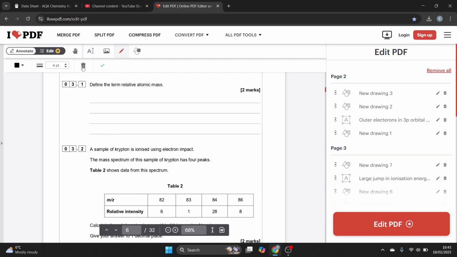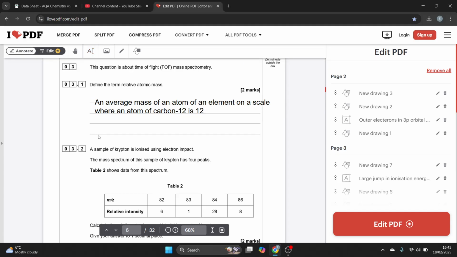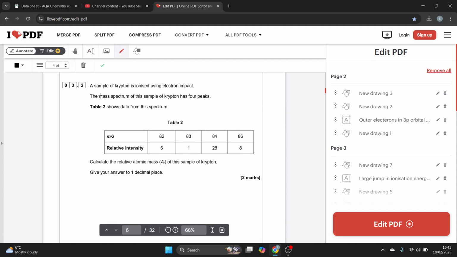Define the term relative atomic mass. Classic question again. The average mass of an atom of an element on a scale where an atom of carbon-12 is 12. Two marks, just memorize the definition, that's all you need to know.